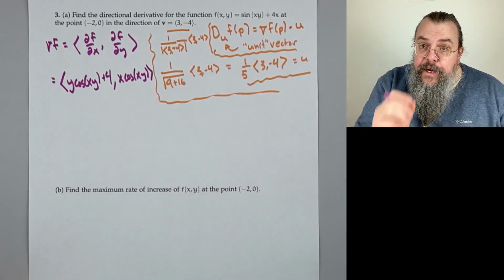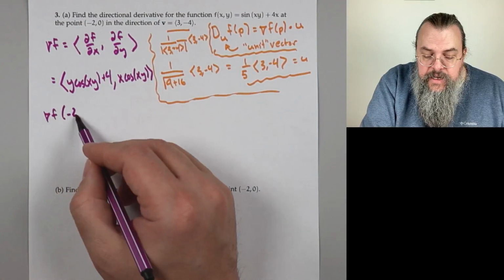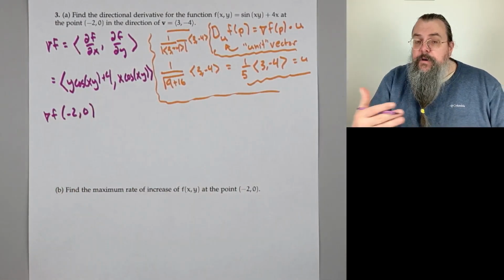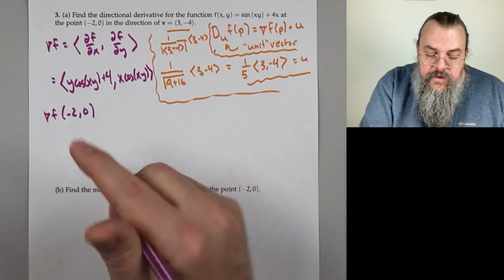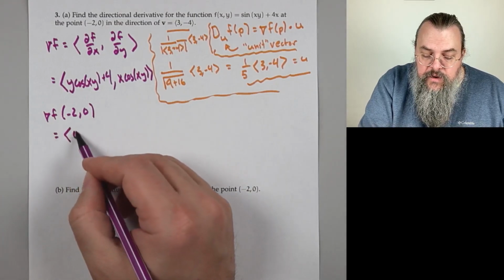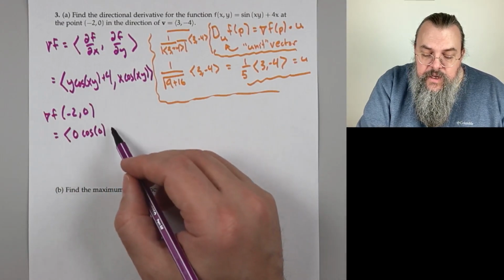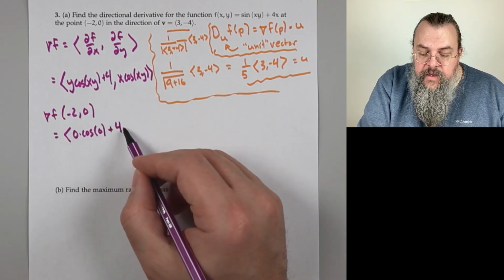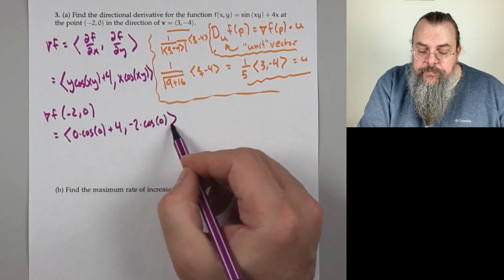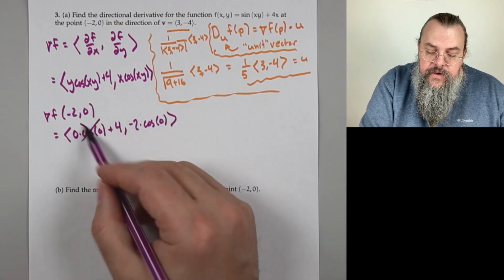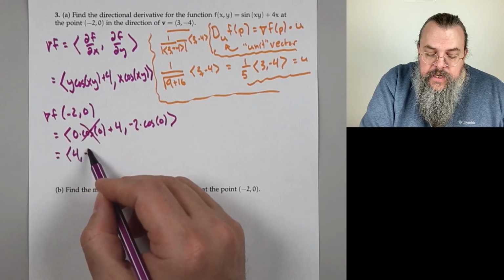We need the gradient at our point. So the gradient of f at the point negative 2 comma 0. Everywhere we see an x, we put a negative 2. Everywhere we see a y, we put a 0. So this would be 0 times cosine 0, because negative 2 times 0 is 0, plus 4, comma, then negative 2 cosine 0. Cosine of 0 is 1, so we end up with 4, negative 2.